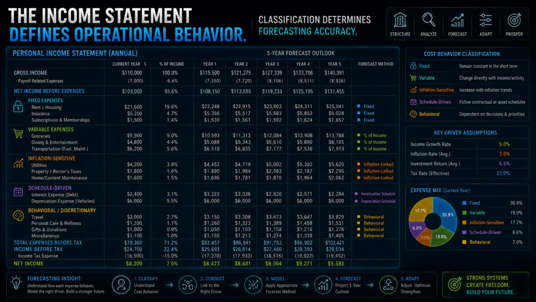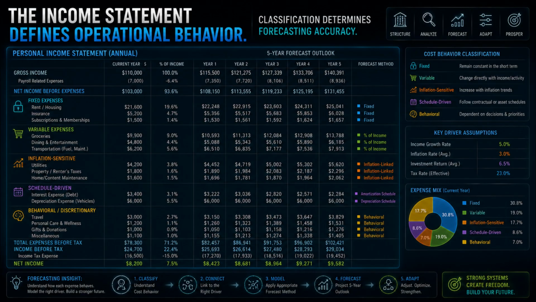Now, if we look at this image, we can see that at the top we have our gross income and we have the current year. The way that this one's set up is the payroll-related expenses are listed directly under, and this gives us our net income before expenses. But I would suggest that you follow the method that I've used in Series 1 and Series 2 to set up those types of payroll-related expenses. Next, we have our different expenses categorized based on the forecast method.